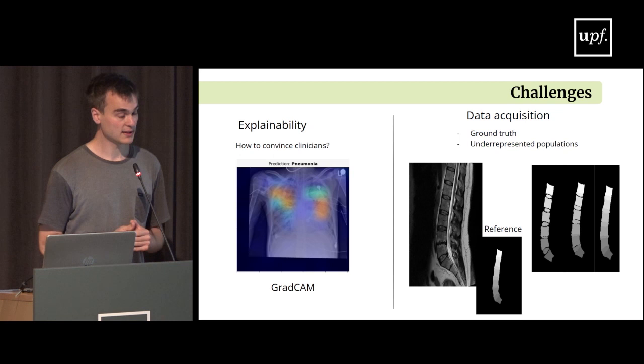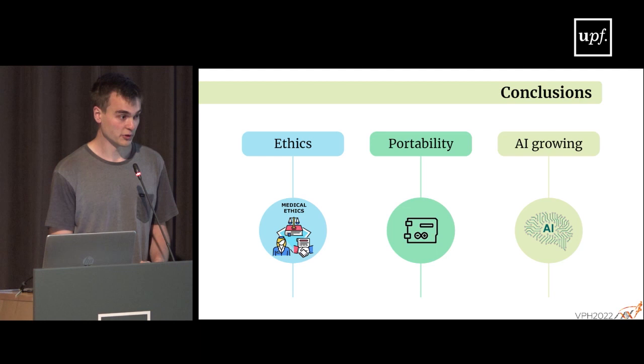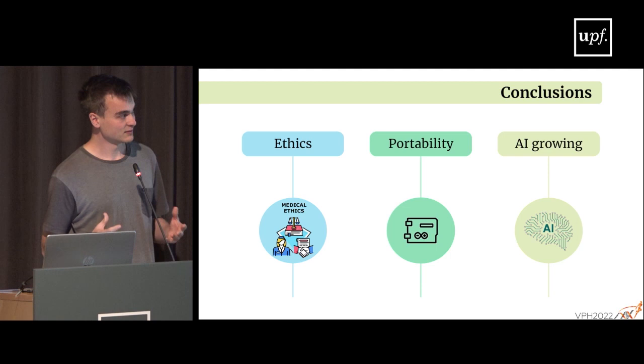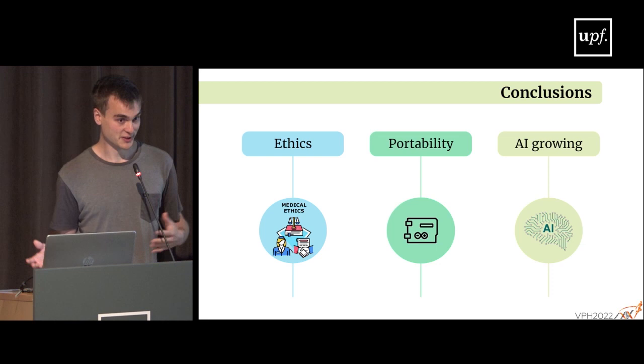So to conclude, there are a lot of challenges with machine learning, though it works very well and it has very promising applications. You need to consider the ethics of it, and the portability, because these models are very computationally hungry and memory hungry, and not every place has the resources to implement them. And finally, you have to find a trade-off between those issues and the accuracy of your model.